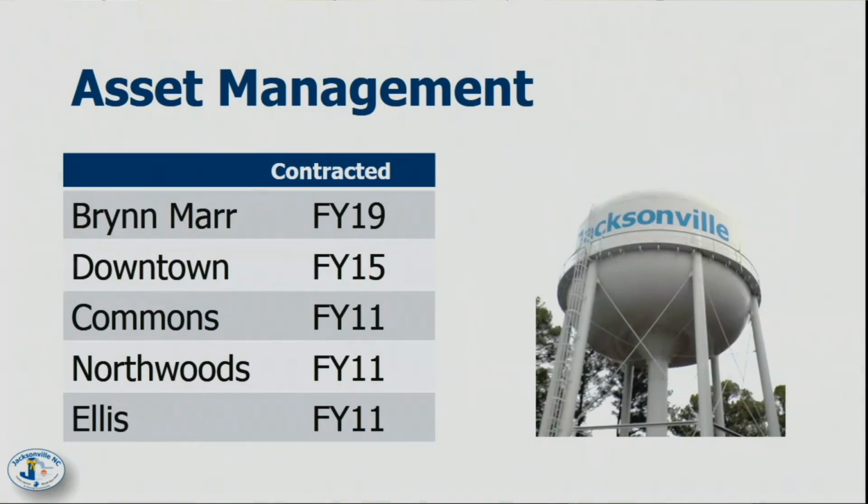Right. So the first tanks that we put online in FY11 were the Commons, Northwoods, and Ellis. Since then, we've been able to add the downtown tank, which I think you remember used to be dark blue, and now it's the gray color, and then Bryn Mawr.